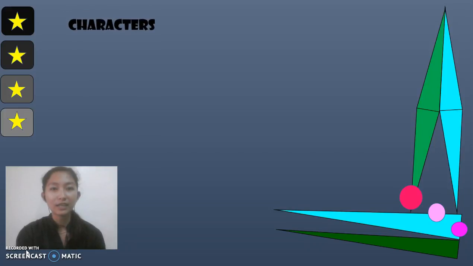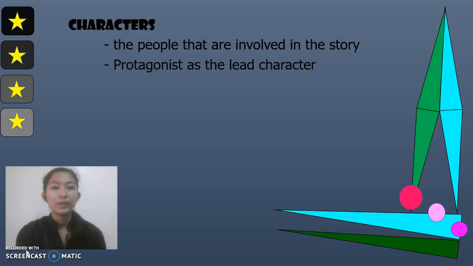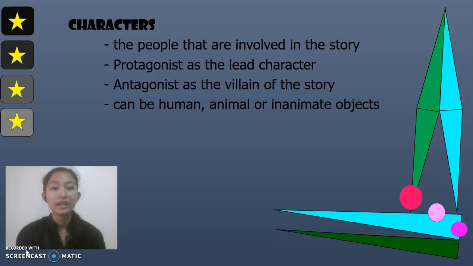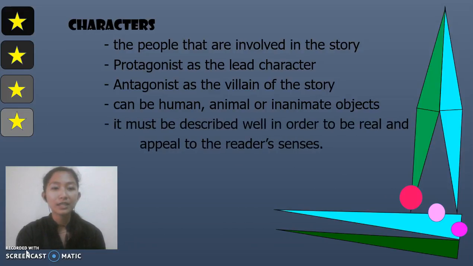Next, we have the characters. I bet you are all familiar with it. It is the people that are involved in the story. We have the protagonist as the lead character, and the antagonist or the villain of the story. These characters can be human, animal, or inanimate objects. When it is animal, usually it is called a fable. Characters must be described well in order to be real and appeal to the reader's senses. They must possess realistic features or characteristics so that the readers will be able to relate to them.